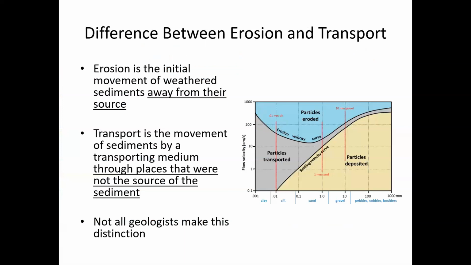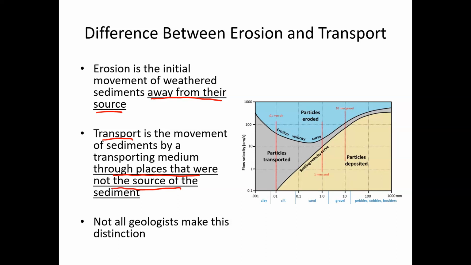Let's talk about the difference between erosion and transport. So erosion is the initial movement of weathered sediments away from their source. And I like to distinguish this from transport because it turns out that water, sometimes it can pick up stuff, sometimes it just moves stuff that it's already picked up, and sometimes it leaves stuff behind, depending on the energy of the environment. We've already mentioned that. Transport, we distinguish from erosion because it's the movement of sediments by a transporting medium through places that were not the source of the sediment.